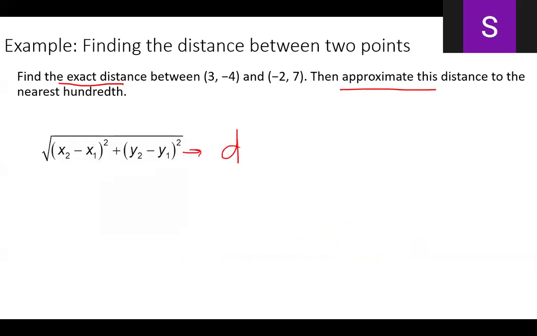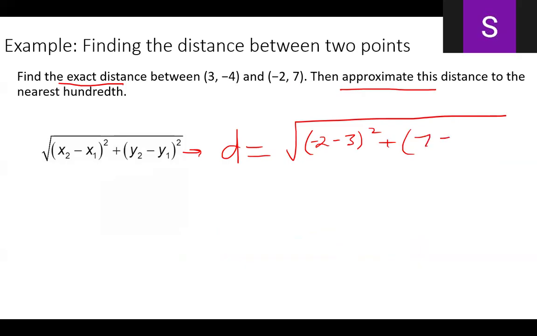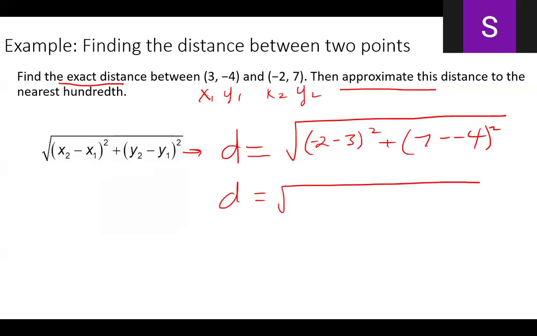All right. So here we go. So we're going to find D equals the square root of x2 minus x1 squared plus y2 minus y1 squared. Okay? So this was my x1, y1, x2, y2. Okay, so now we're going to evaluate.